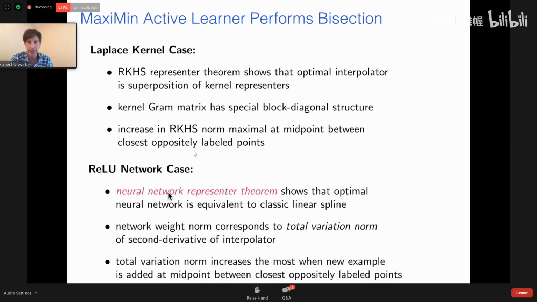In the neural network case, we're using a neural network representer theorem. This is something that I'm going to spend a little bit of time on later in the talk because it's a new result that I think is pretty cool. We use that to show that the optimal neural network in this case is equivalent to a classic linear spline. The neural network weight norm then corresponds to the total variation norm of the second derivative of the interpolator. That total variation norm increases the most when a new example is again added exactly at the midpoint between the closest oppositely labeled points. So we have two different approaches, based on whether we're talking about kernels or neural networks, both based on representer theorems and both ending up with the same conclusion: that this maximin criterion selects points in between the closest oppositely labeled examples.